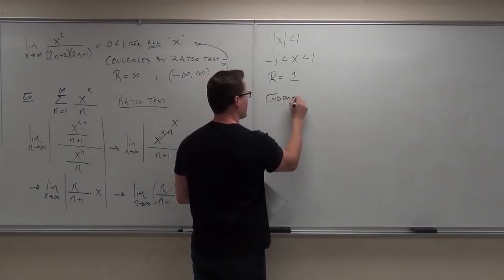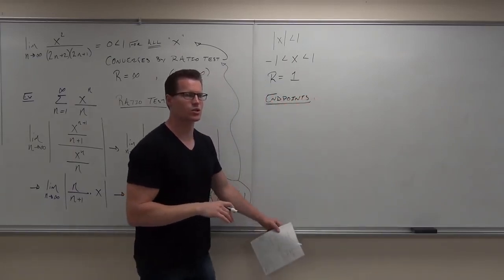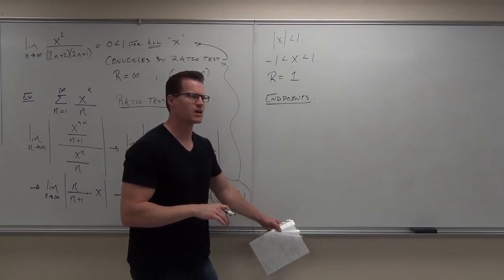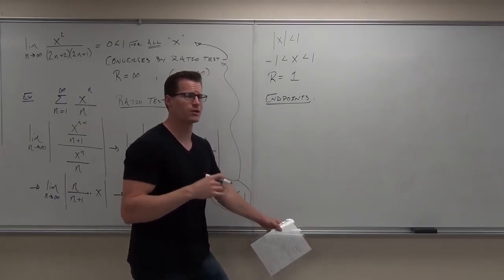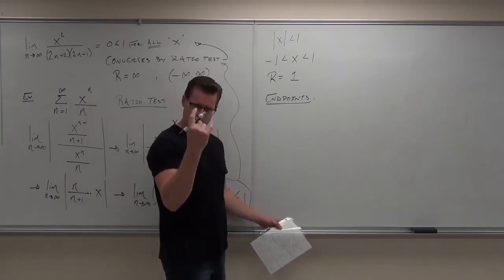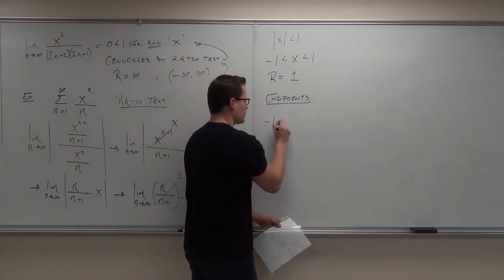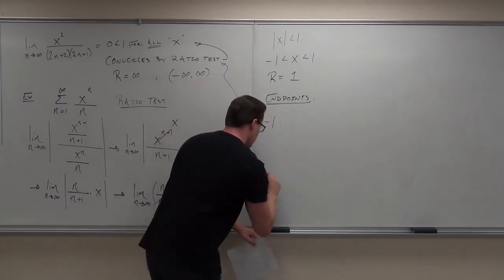So now for our endpoints. It's not hard. In fact, it's all that stuff that you learned about series, which is kind of cool. Can you tell me, what are our 2 endpoints that we have here? -1 and 1. You've got to check both of them. There's only 2 endpoints, so we're going to check -1, and we're going to check 1.